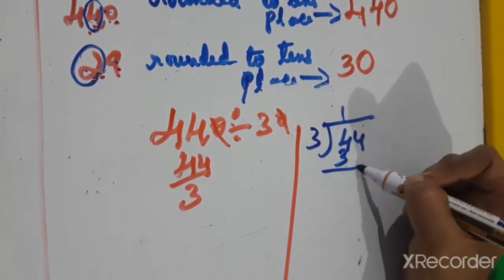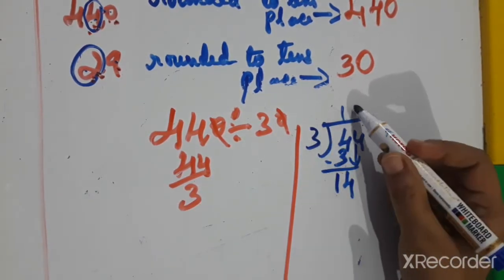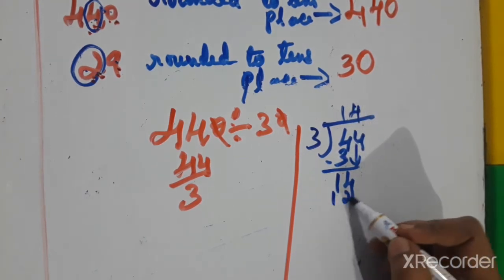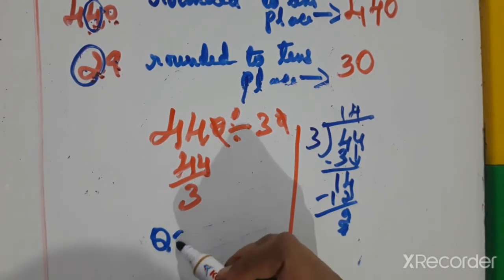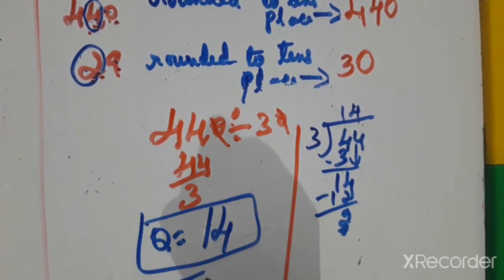Three ones are 3, minus, 4 minus 3 is 1, 4 carry. 3 fours are 12, 3 fives are 15, so 3 fours are 12. The answer is, the quotient is 14. This is the answer.